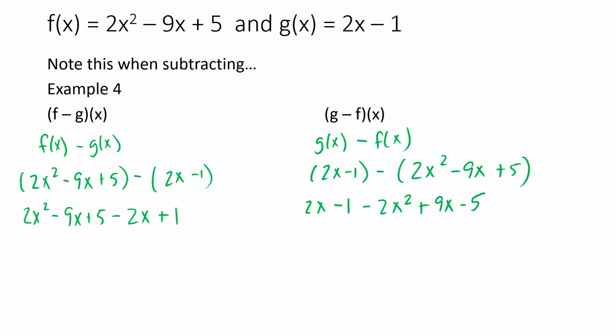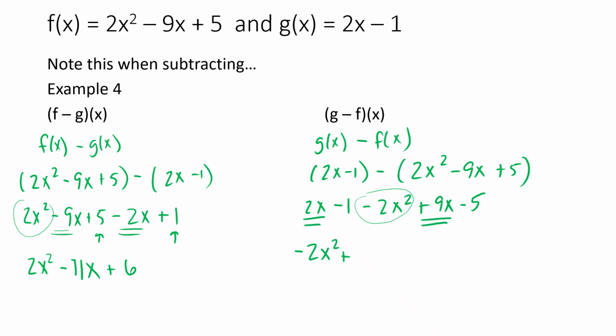So on this one, we have 2x squared, negative 9x minus 2x, which is negative 11x, and then we have 5 plus 1, which is 6. Over here, our negative x squared, that's kind of in the middle there, our x squared. Then we have 2x plus 9x, which is 11x. And now we have negative 1 minus 5, and that would be negative 6.